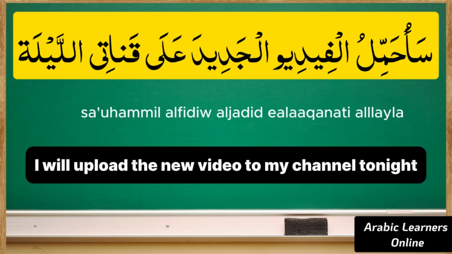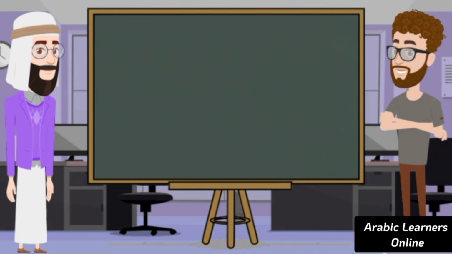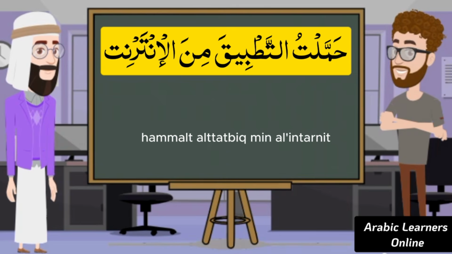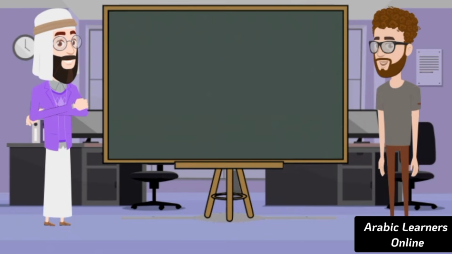Say it with me. سأحمل الفيديو الجديد على قناتي الليلة. Breakdown. سأحمل, I will upload. الفيديو الجديد, the new video, object with fatha. على قناتي, on my channel. الليلة, tonight. But here's the cool part. If I say حملت التطبيق من الإنترنت, it means I downloaded the application from the internet. Same verb, different context. That's so useful.